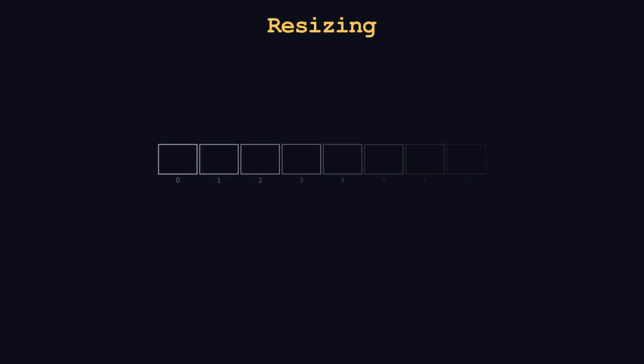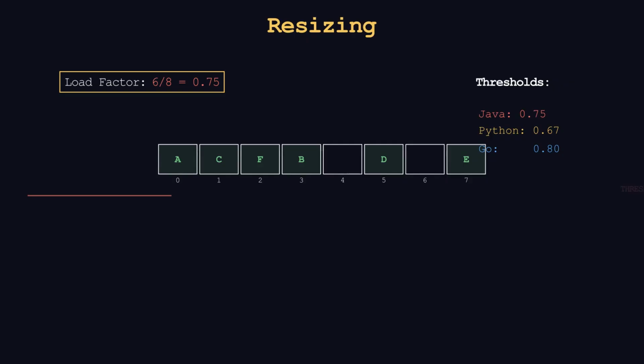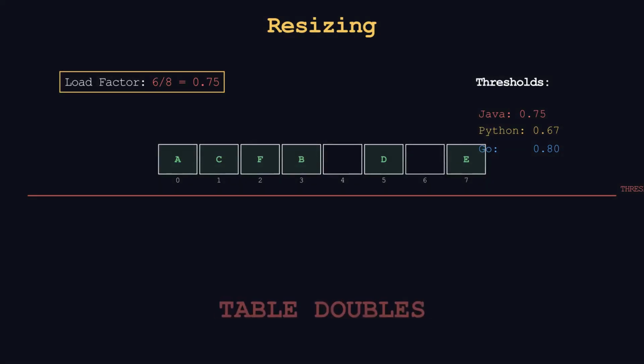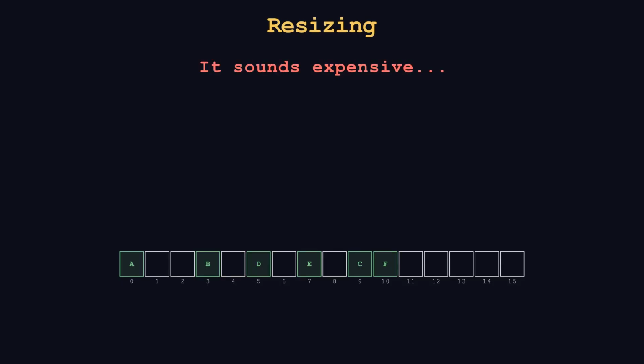As entries pile up, the hash map fills. The ratio of entries to buckets is called the load factor, and every implementation draws a line, a threshold where performance degrades too much. Java draws it at 0.75, Python at 2/3, Go at about 0.8. When you cross that line, something dramatic happens. The table doubles. In most implementations, every entry gets rehashed and placed into a new, larger array. All of them redistributed.